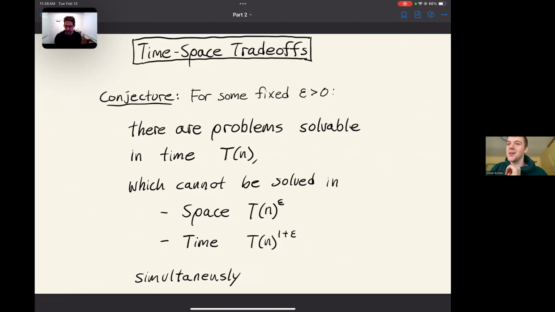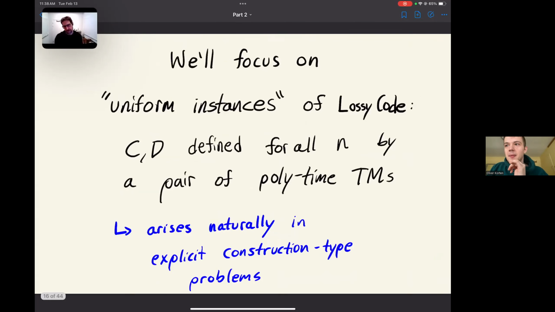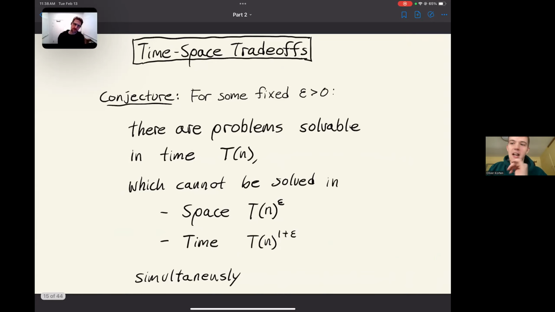I'll get to that later. So sorry, all I was going to say is that we know things that are somewhat close to this in a certain sense. But the specific assumption we need here is not known. And so I'm going to show that an assumption of this form is going to be able to let us de-randomize this lossy code problem.